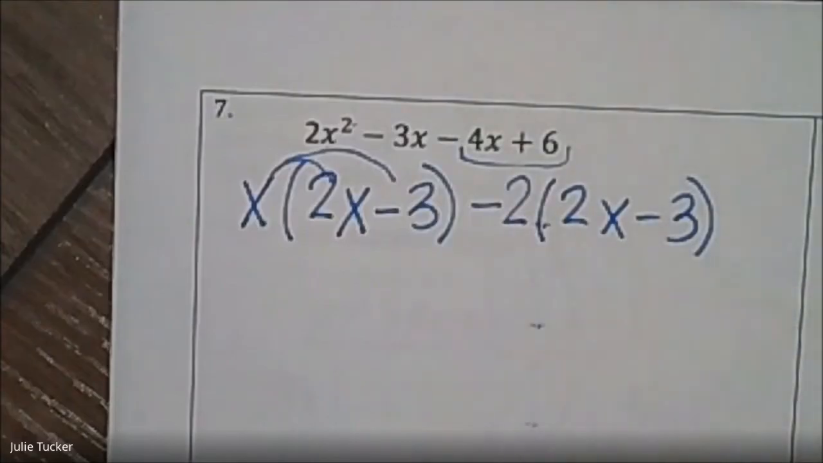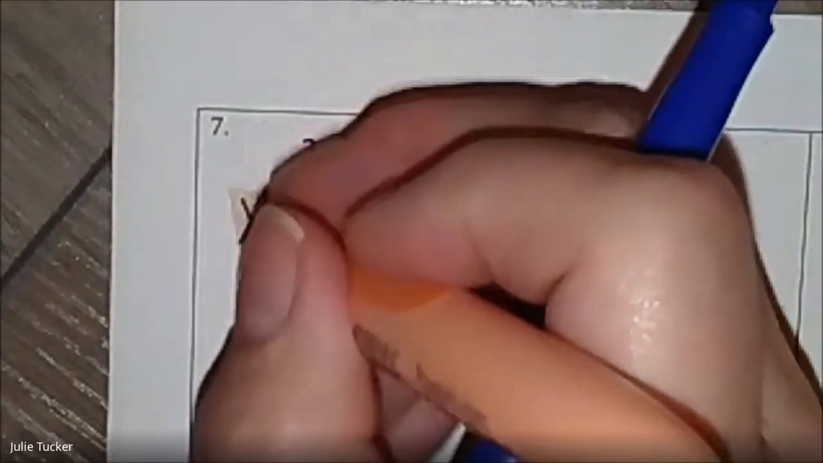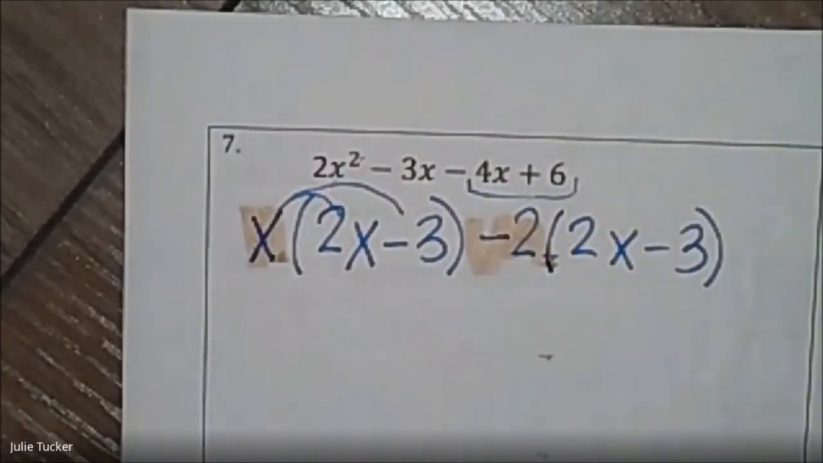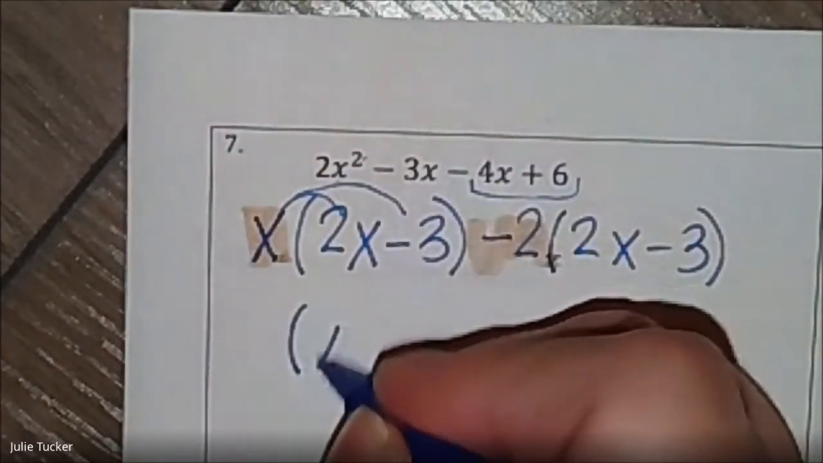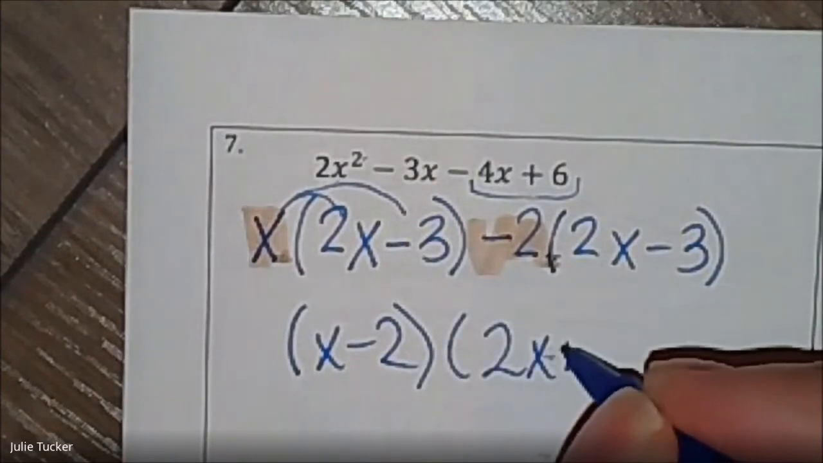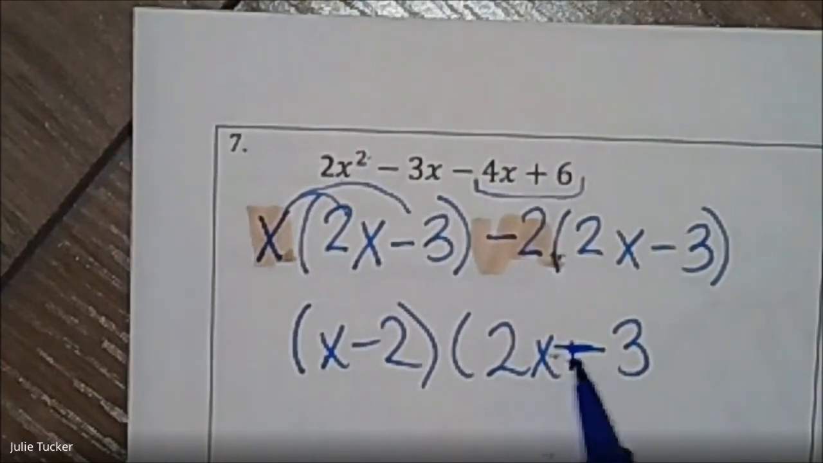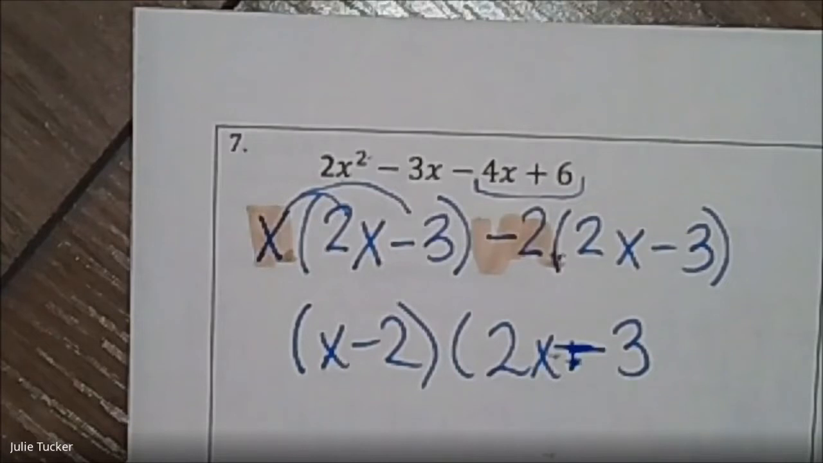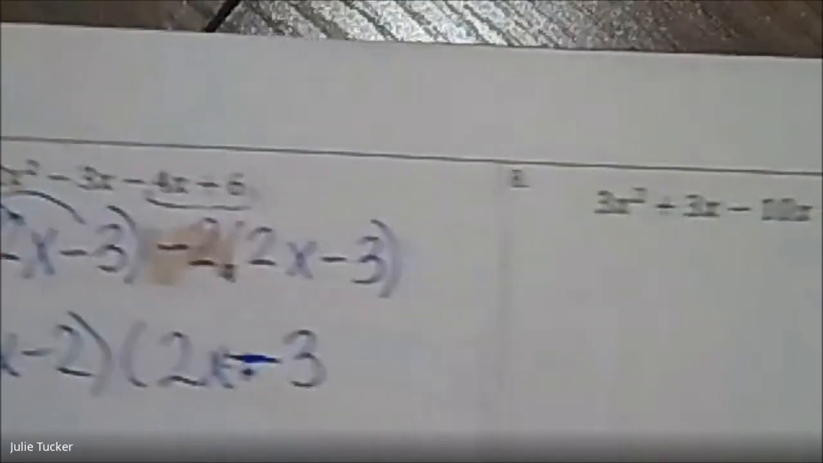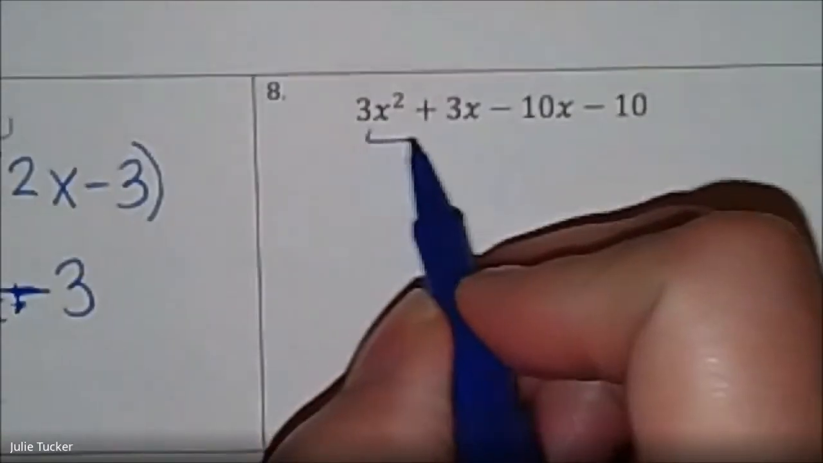Good job. Now I have to put this with that in the first set of parentheses. So x minus 2 times 2x minus 3. That should not be there. There's a minus sign. Okay. Is it starting to feel like you understand? Good. Okay. Let's do one more.